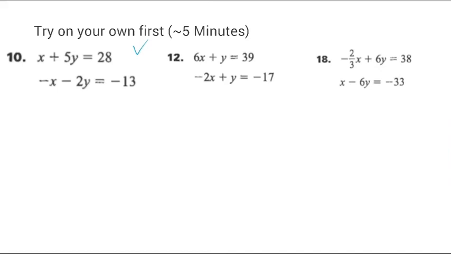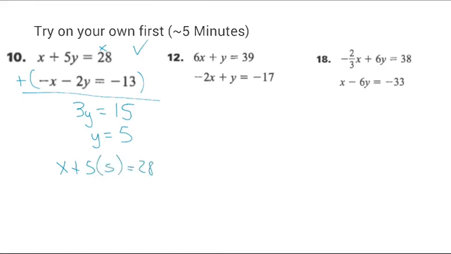So I'm going to walk through this one. Step one is already done. They are already set up in standard form. So what I'm going to do is add the second equation to the first. X minus X is zero. X's are gone. 5y minus 2y is 3y. 28 minus 13 is 15. Solve for y by dividing by 3. Y is 5. Put that into either of the original equations. I'm going to put it in the top equation. X plus 5 times 5 equals 28. Distribute. X plus 25 equals 28. Subtract 25 from both sides, and I get X equals 3. I now have my coordinates, which are 3, 5.